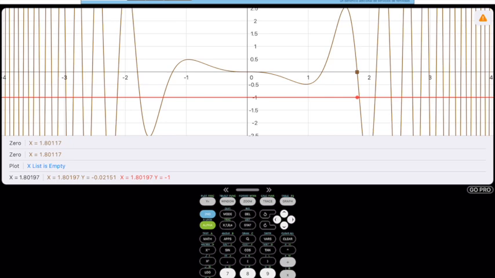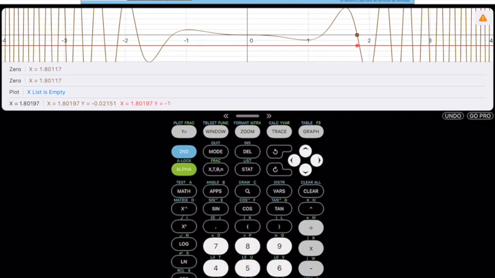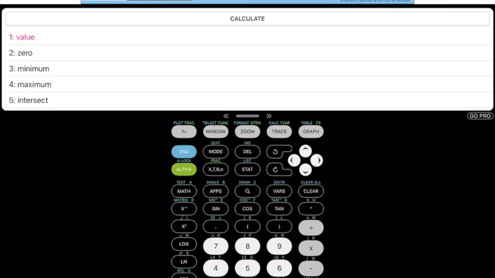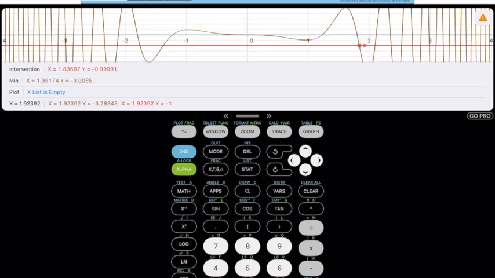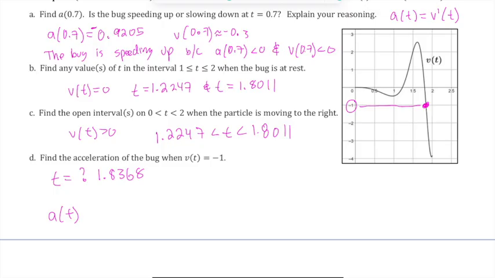Now, to find that value, again, we're going to go to second calculate or second trace, and then intersect is number 5. So we're going to go left bound, so go to the left of the value, go to the right of the value, hit enter. And the intersection, it shows you right there. It's really small, but it says that it's 1.8368. Now, we just need to find the derivative at that value and go back.